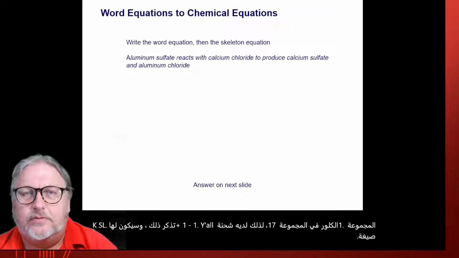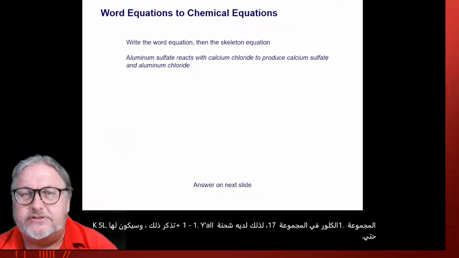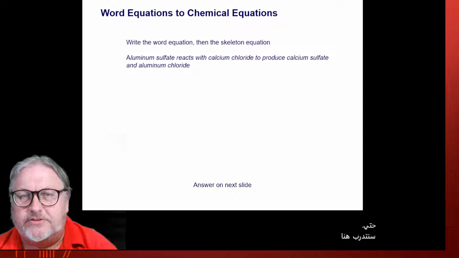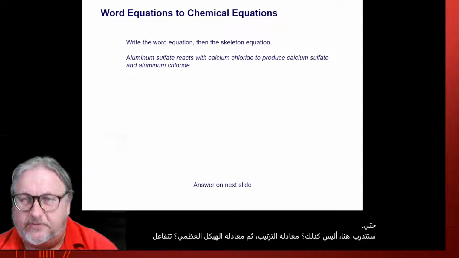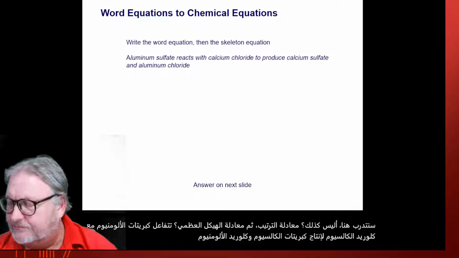So, we're going to practice here. Write the word equation, then the skeleton equation. Aluminum sulfate reacts with calcium chloride to produce calcium sulfate and aluminum chloride. I'll pause for a second and let you guys do that.